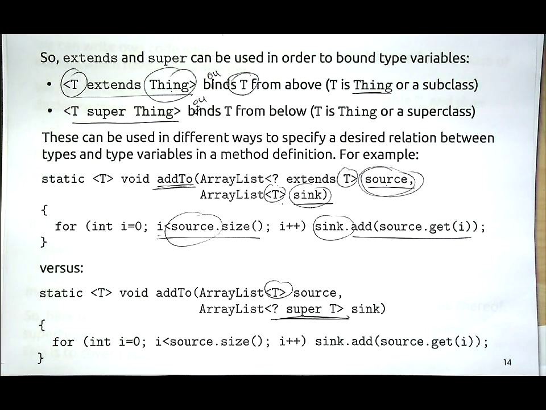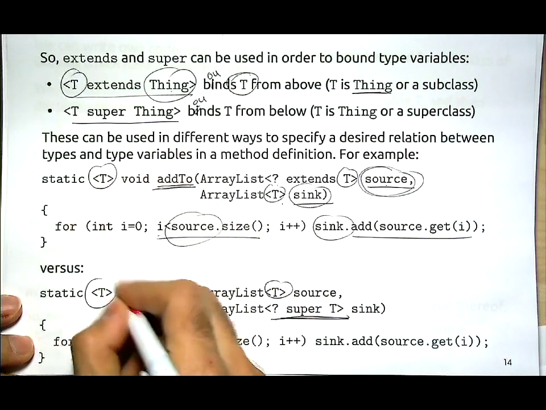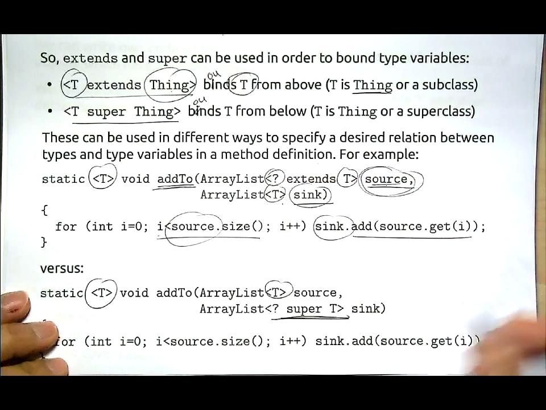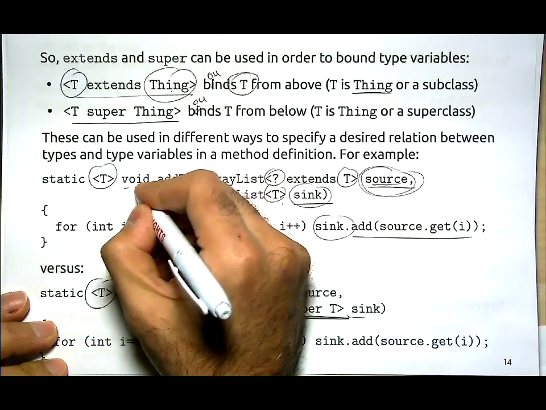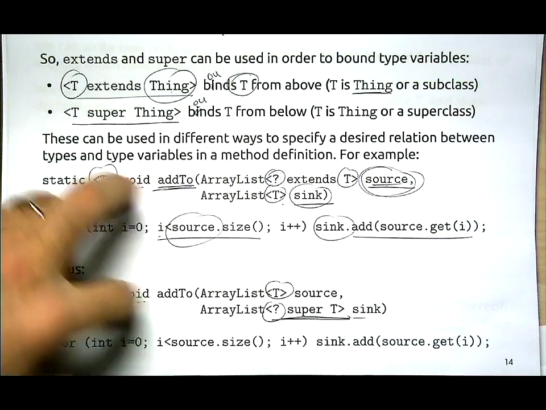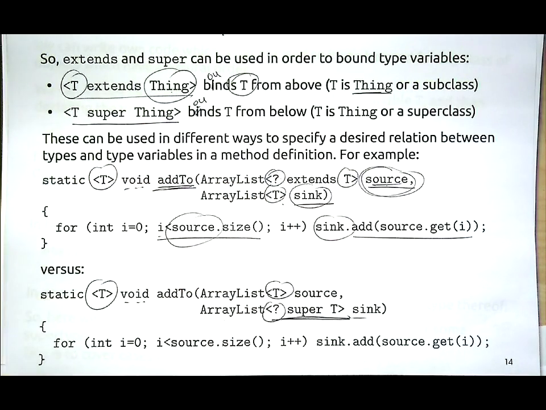Incidentally, in this case, this is for any type T, so this is a generic method. We don't bound T, we just bound the type of the source, or the type of the sink. And we're also lucky that this returns void, so we don't have to be too careful about what type to return. Anyway, so these are the two methods of bounding type variables.